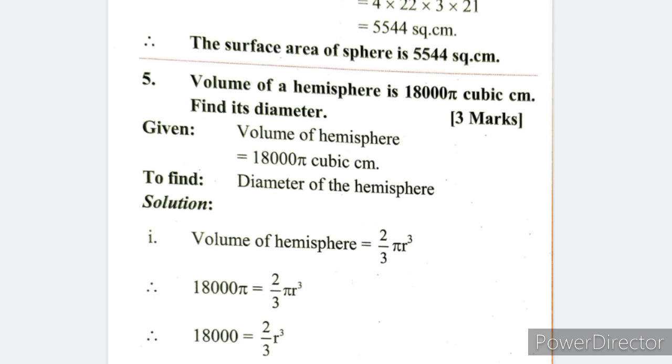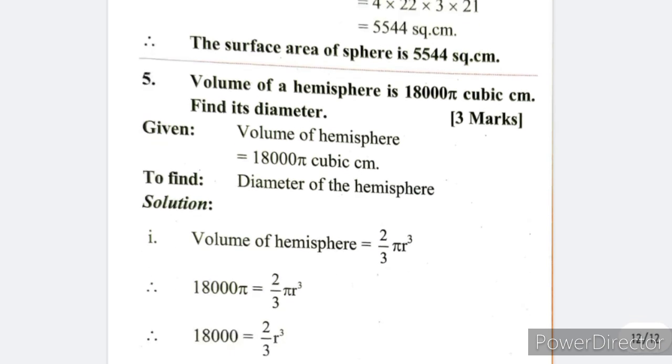Now let's do question number 5. The question number 5 is: volume of a sphere is 18,000 pi cubic centimeter. Find its diameter. So it is 18,000 pi. It's a little bit confusing for you to understand, but it's very easy. You just have to put the value of pi and find the radius, and if you double the radius, you will get the diameter.